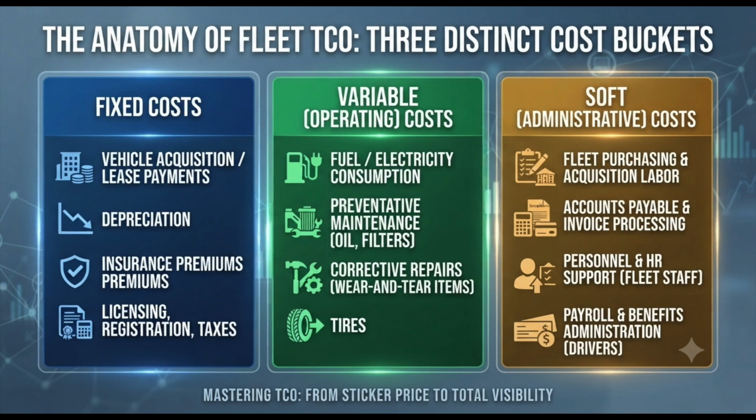Third, soft costs. This is where fleets lose money without realizing it. Soft costs cover the administrative support needed to run a fleet operation, including purchasing, payroll, risk management, accounts payable, etc. Your finance department may give you an indirect cost rate, such as 8% to 15%, to apply to your vehicle operating costs. If not, check with them on how they would like you to calculate this overhead rate.